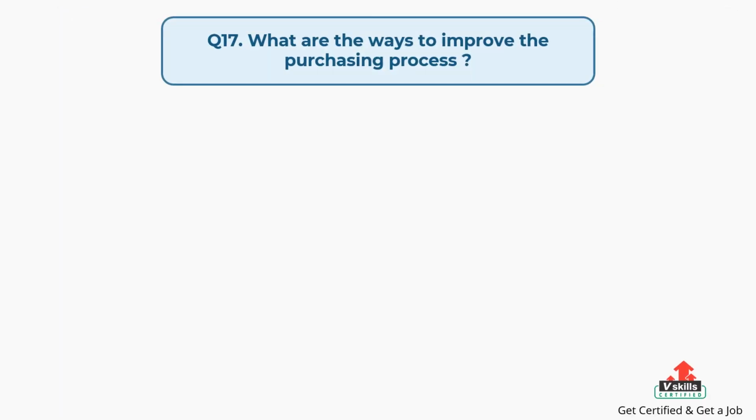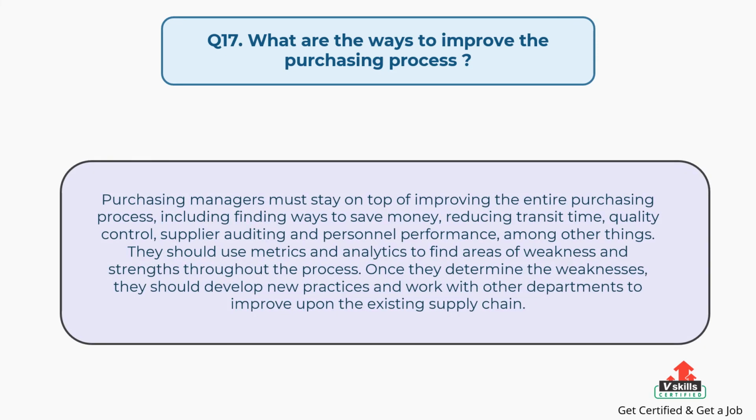Question number 17. What are the ways to improve the purchasing process? The answer is, purchasing managers must stay on top of improving the entire purchasing process, including finding ways to save money, reducing transit time, quality control, supplier auditing and personnel performance, among other things. They should use metrics and analytics to find areas of weakness and strengths throughout the process. Once they determine the weaknesses, they should develop new practices and work with other departments to improve upon the existing supply chain.